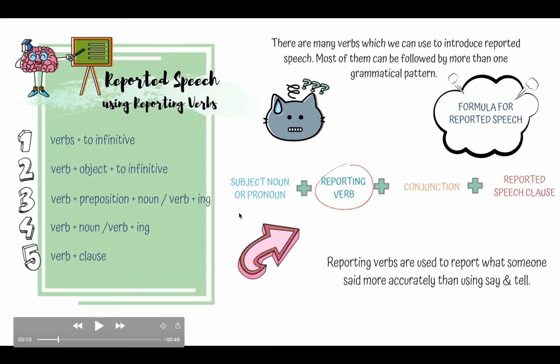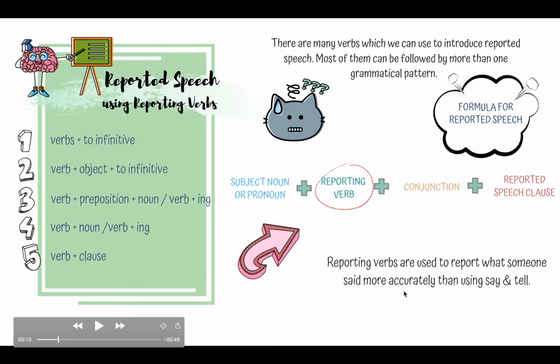So remember, to create the statement of reported speech, we need to use a subject, noun or pronoun, the reporting verb, the conjunction if we want to include it, plus the reported speech clause. We're going to be looking today at the reporting verb. This can be changed depending on what verb we use, and depending on the type of verb we use, we have to follow one of these 5 patterns or formulas.